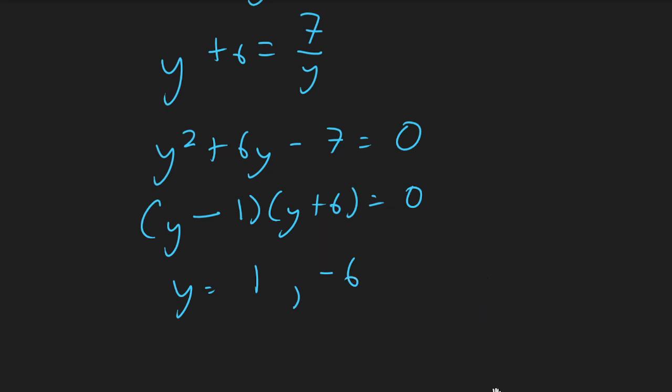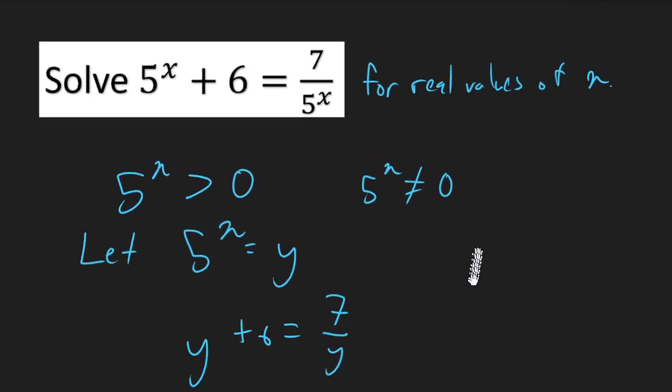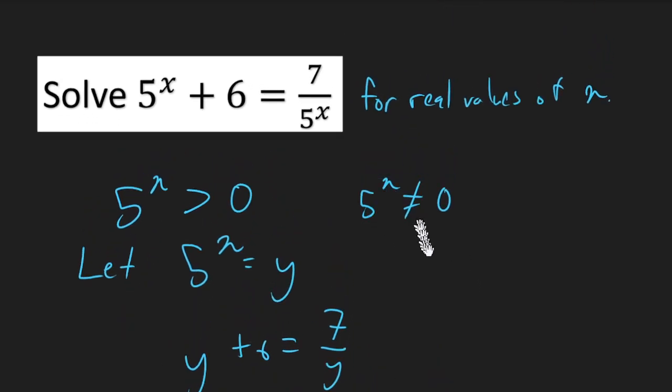From there, we put back our substitution. We have 5 to the x equals 1 and 5 to the x equals negative 6. We already said that 5 to the x is not equal to 0, and it is greater than 0 for any real value of x, whether it is negative or positive, transcendental or irrational, rational or not. So 5 to the x is always greater than 0.